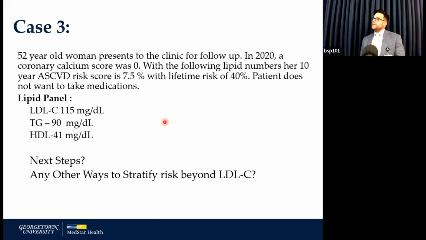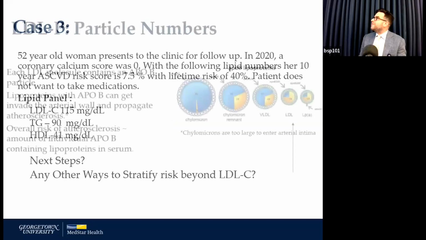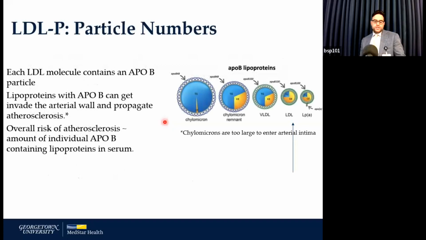And we have two modalities to better delineate the quote unquote atherogenicity or toxicity of the LDL cholesterol. And the first one is going to be the LDL particle number. So like Dr. Taylor mentioned, every atherogenic lipoprotein, and what that means is every lipoprotein that has the ability to invade the arterial intima and contribute to the process of atherosclerosis, has an ApoB particle attached to it. You see the chylomicron remnants, which is code for triglyceride, VLDL, LDL, which is really our surrogate marker, and then Lp(a). These are all atherogenic lipoproteins.